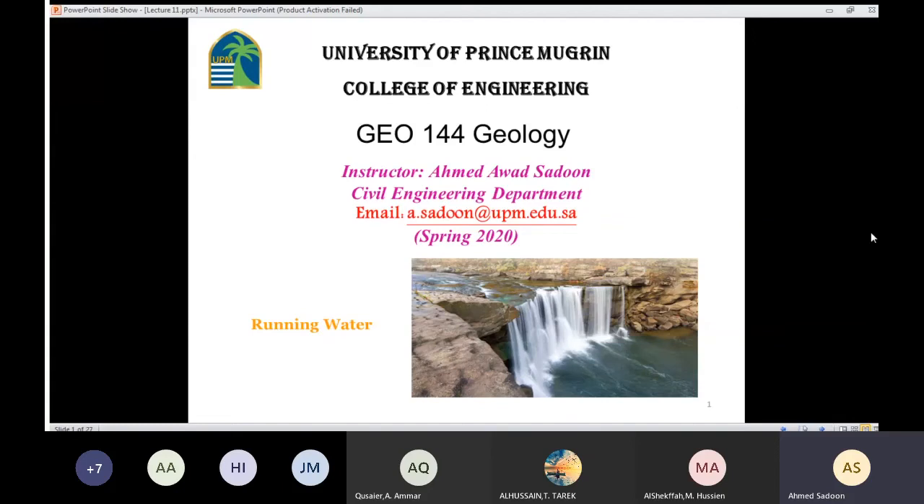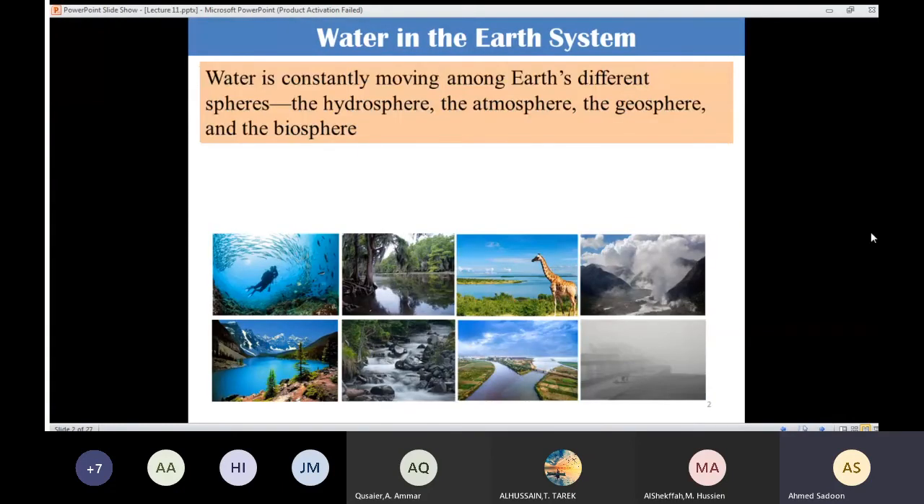So when we say running water, we know that the water is always moved from one sphere to another, and we actually have 4 types of spheres. We have the hydrosphere, the atmosphere, the geosphere, and the biosphere. We covered the 4 types of spheres in the introductory lecture in geology, which means that in the first lecture we talk about the hydrosphere, atmosphere, geosphere, and the biosphere. And the water moves from one sphere to another.